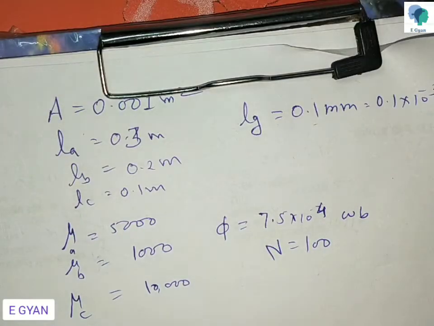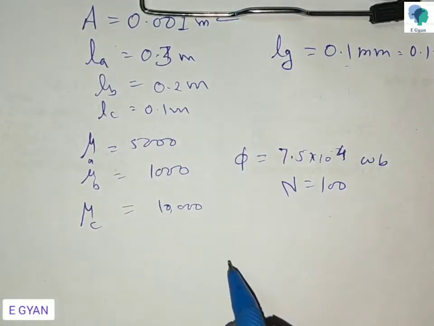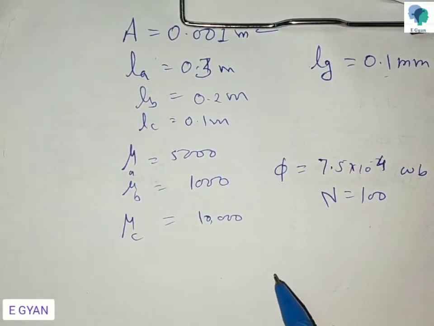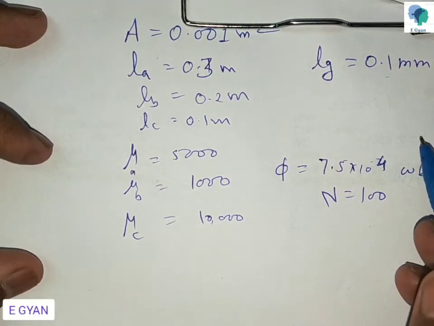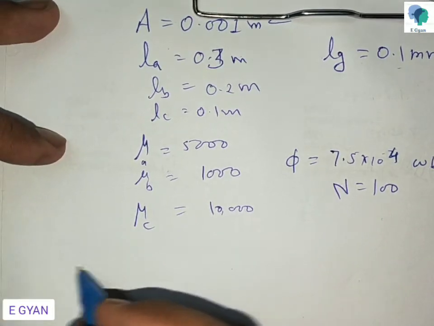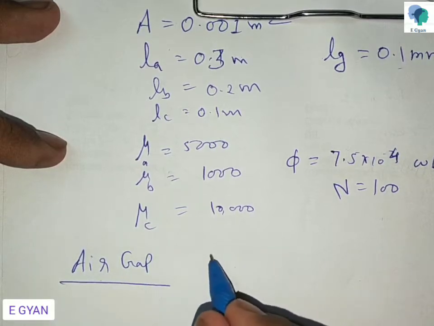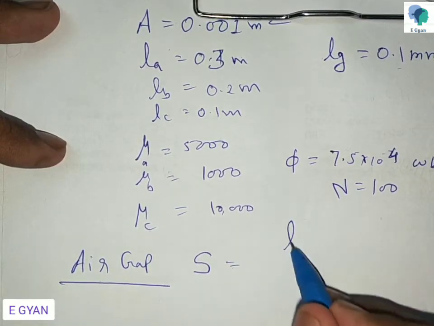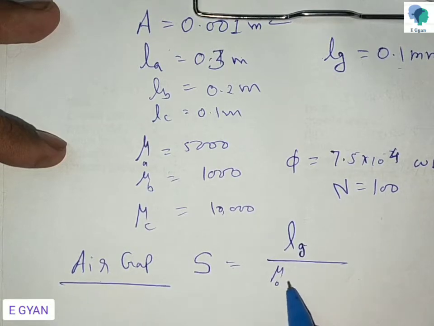Okay, so now start this question. These are the data given. So how we can find? It is very simple problem. It has 3 sections of iron and 1 section of air gap. So first of all find the air gap reluctance. Reluctance for air gap formula is Lg upon mu 0 mu r A.